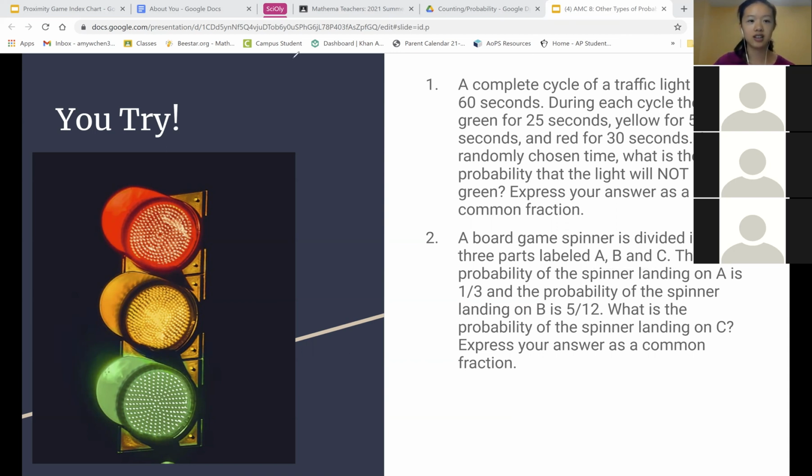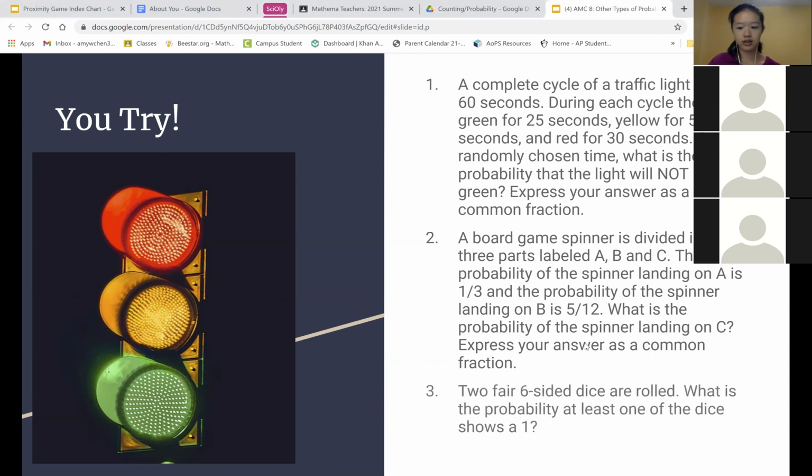Good job, guys. Okay, and finally, 2 fair 6-sided dice are rolled. What is the probability that at least one of the dice shows a 1?